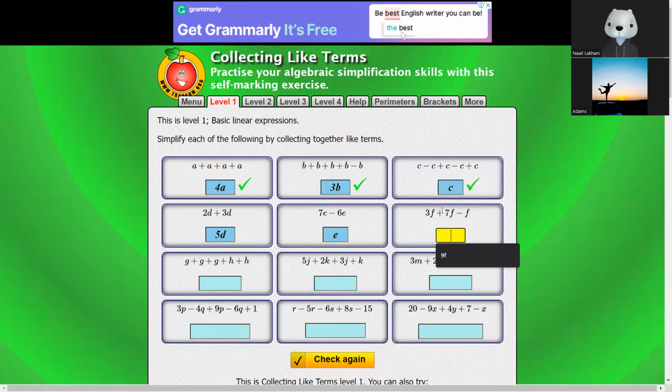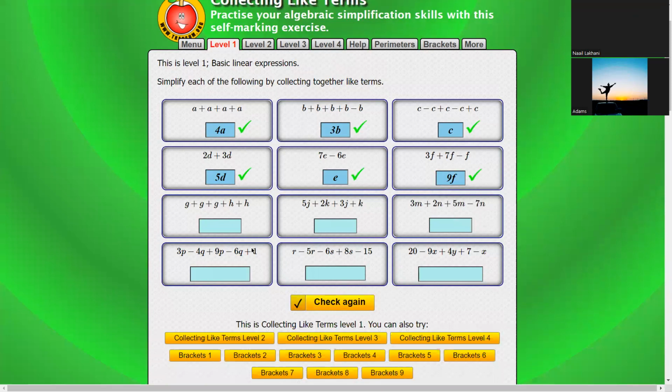3F plus 7F. 3 oranges plus 7 oranges. How many oranges is that? 10 oranges. 10F minus 1F, 10 minus 1 orange. How many oranges is that? 9 oranges. So it's going to be 9F. Correct. Okay, now we get to the more difficult ones.